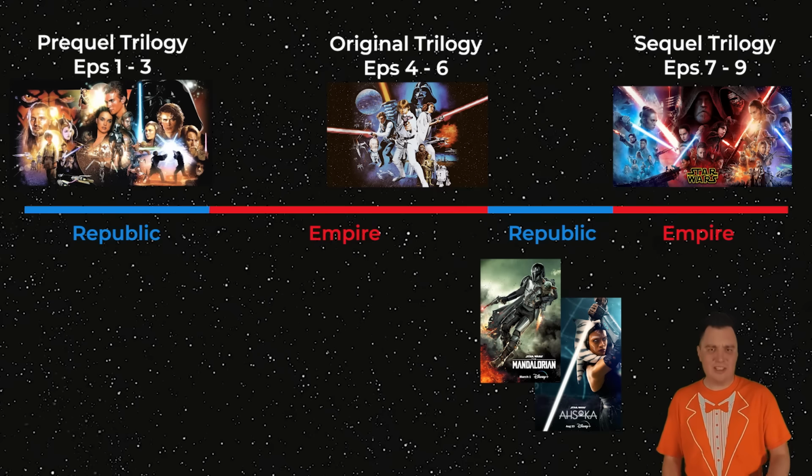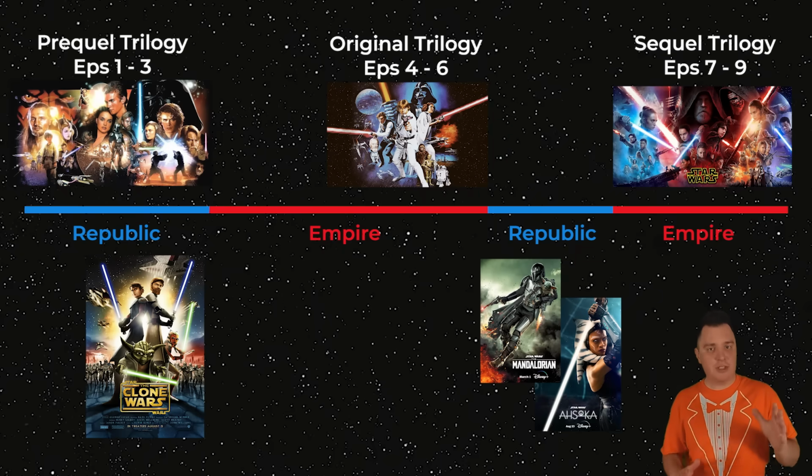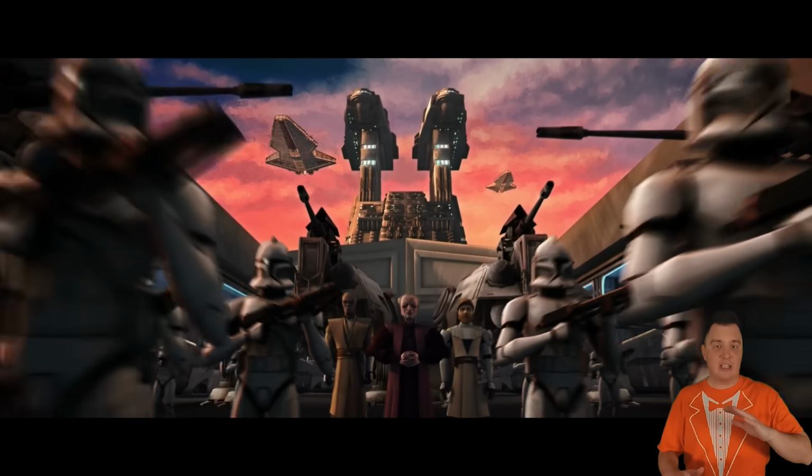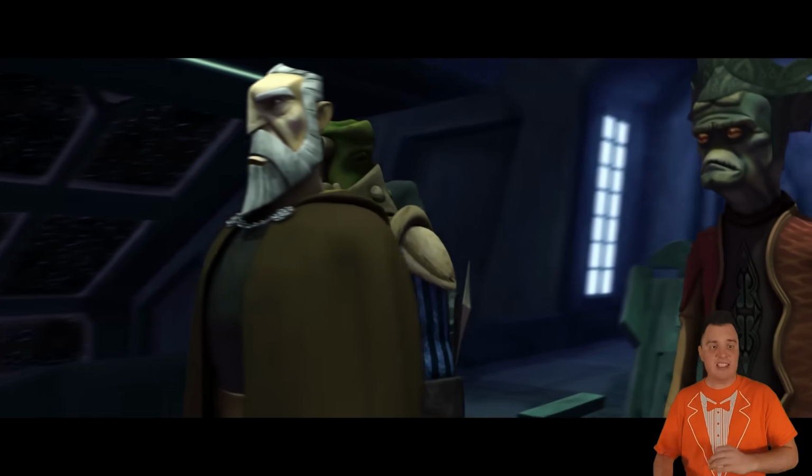To start you off with a super simplified Star Wars timeline, the galaxy went Republic, Empire, Republic, Empire. The Clone Wars takes place here in between episodes 2 and 3, and remember, the galaxy was in civil war between the Republic and the Separatist Alliance.